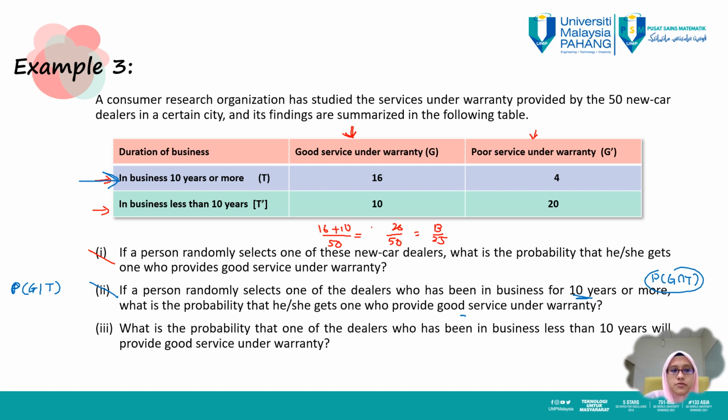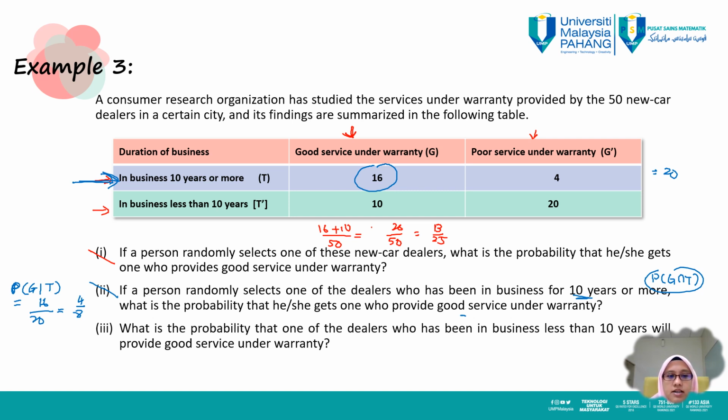So let's check good service. Good service under warranty is 16, divided by more than 10 years. The total for more than 10 years is equal to 20. So 16 over 20, and in the smallest form, I will have 4 over 5. So this is for number 2. Make sure you understand the difference between G intersect T and G given T.